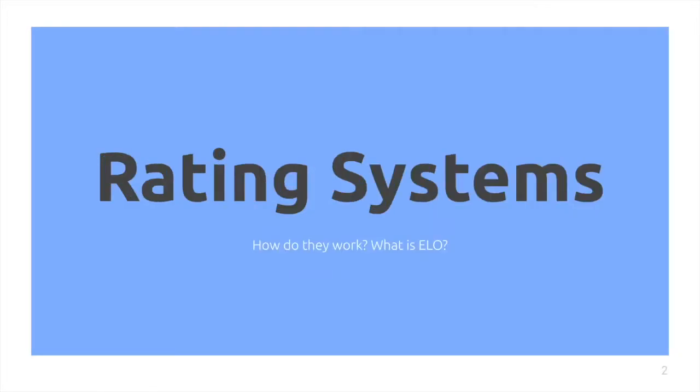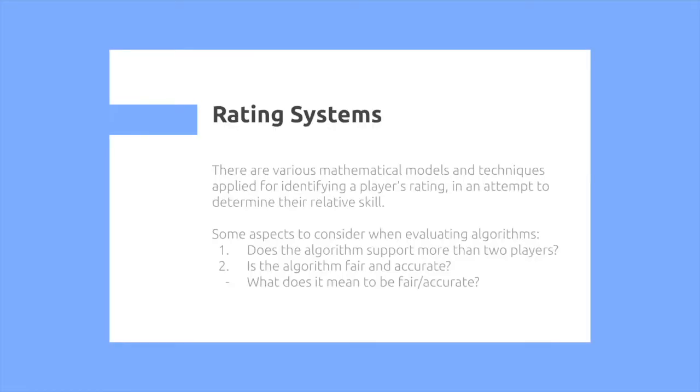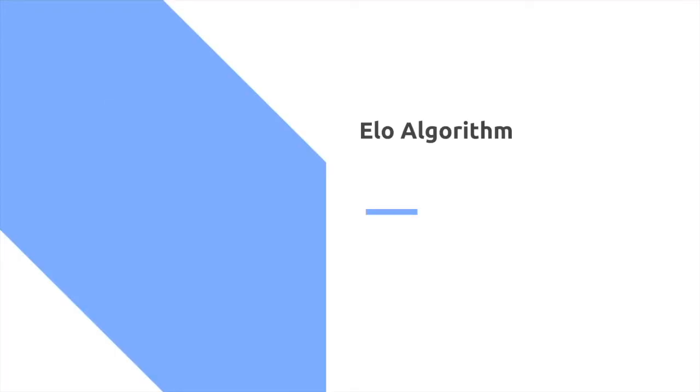Rating systems. How do they work? What is Elo? There are various mathematical models and techniques applied for identifying a player's rating in an attempt to determine their skill level. Some aspects to consider when evaluating algorithms. Does the algorithm support more than 2 players? Is the algorithm fair and accurate? Actually, what does it mean to be fair and accurate?